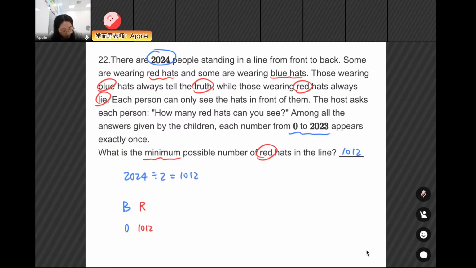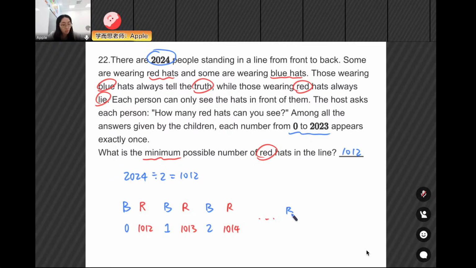And then the next one, again the blue one. The blue one said, now I see 1. And then the red one says, I see 1,013, right? And then following this, again the blue one says, now I see 2. And then the red one says, I see 1,014.